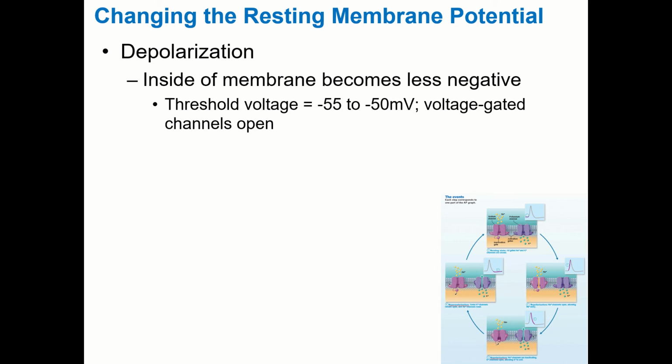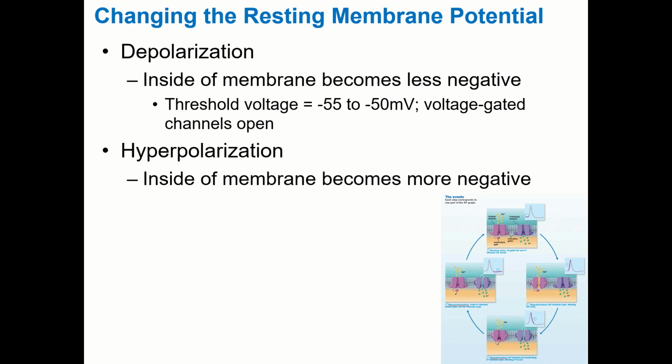And another important concept is the threshold voltage. The threshold voltage for a neuron is negative 55 millivolts. It causes the opening of your voltage-gated channels. So once we hit that threshold voltage, the voltage-gated channels along the axon open up, and then that depolarization, that change in charge, becomes self-propagating, meaning that it's just this wave that continues along on its own. We don't need any further input. It'll do its thing. So threshold voltage, voltage-gated channels open.